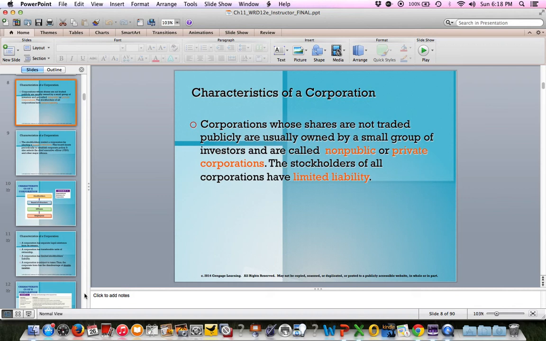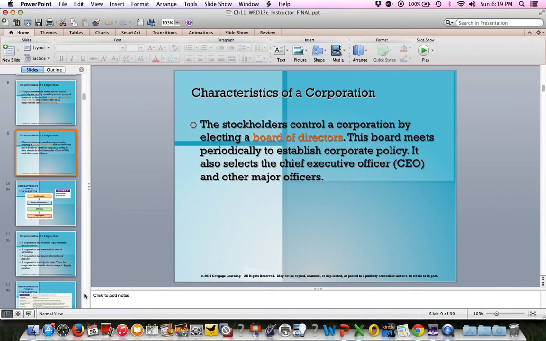The stockholders of these corporations may have some limited liability. If you own stock of a publicly traded company, you really have no liability. The only liability you have is your share of stock, and basically if that were to go, value go down to nothing, that's pretty much it. You only can lose what the value of your stock is.